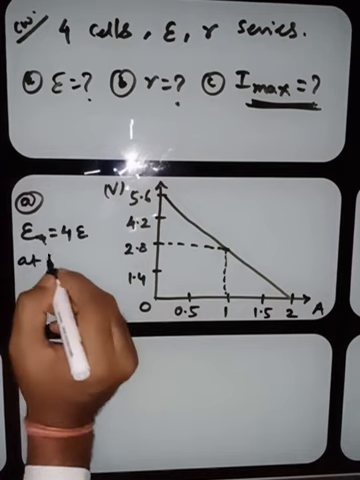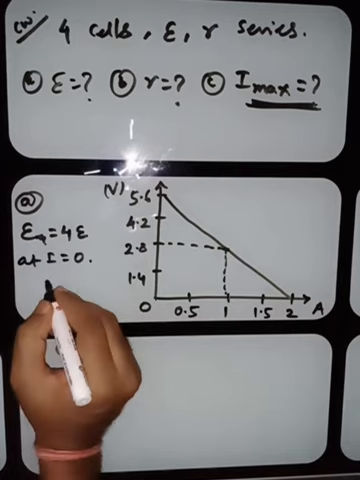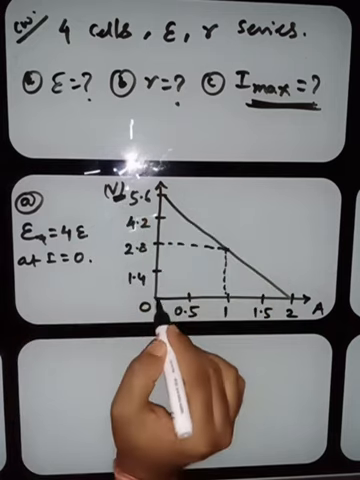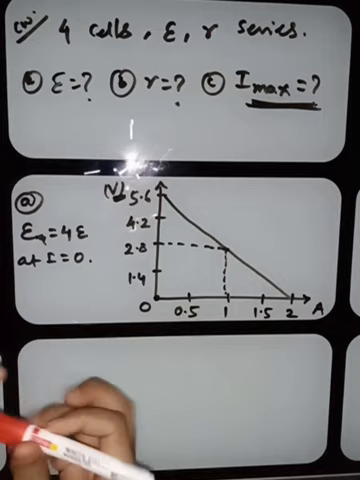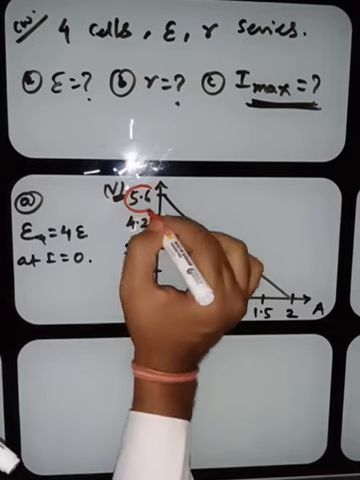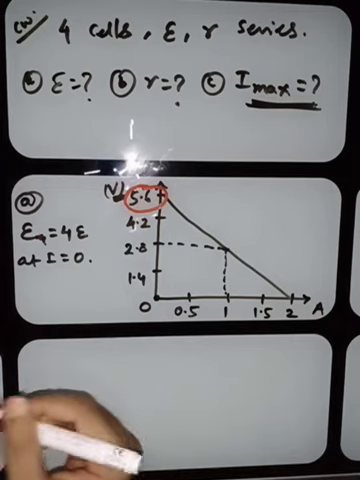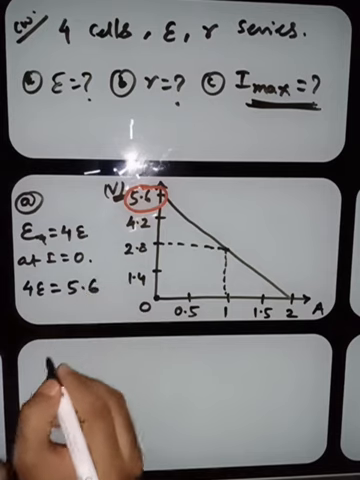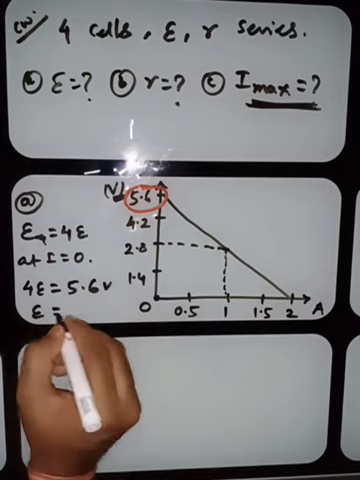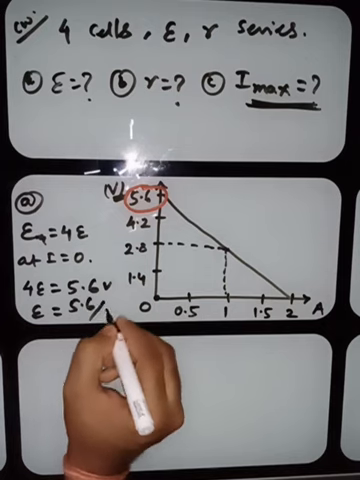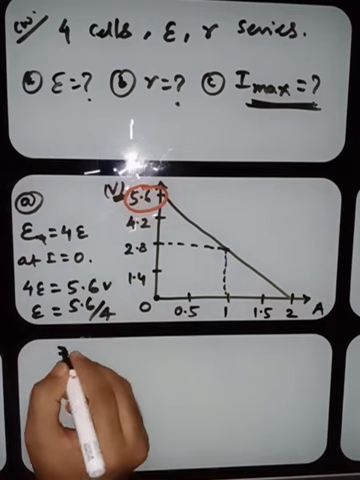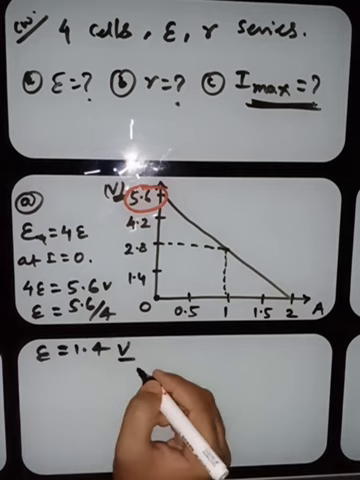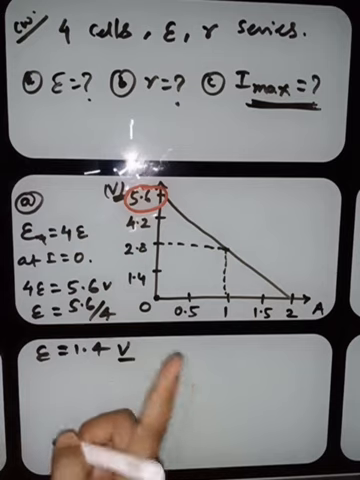At I equals 0, the potential difference is the EMF. It means at 0 you can see the potential difference is how much? It is 5.6 volt. It means this is 4E, which equals 5.6 volt. So the EMF of one cell will be 5.6 by 4, that is 1.4 volt. Okay, my dear student, so 1.4 volt is the EMF of one cell.